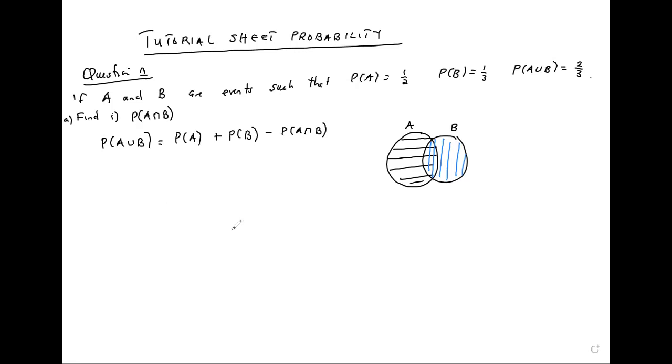For that matter, since we're looking for the probability of A intersection B here, you can take it to the other side and take this guy to the other side. So the probability of A intersection B will be the probability of A plus the probability of B minus the probability of A union B. So with all the probabilities there, the probability of A is 1/2, the probability of B is 1/3, minus 2/3.